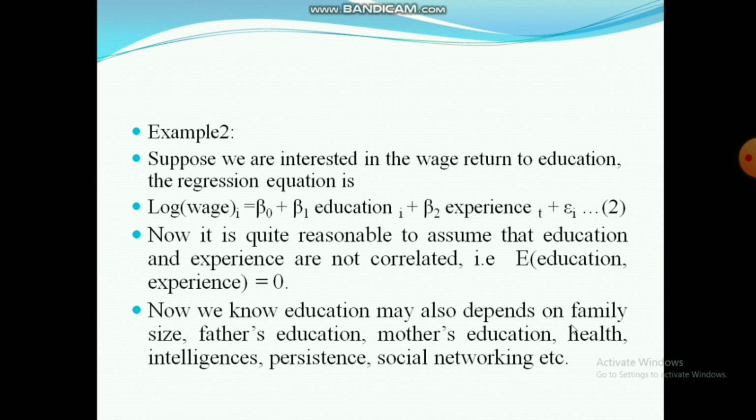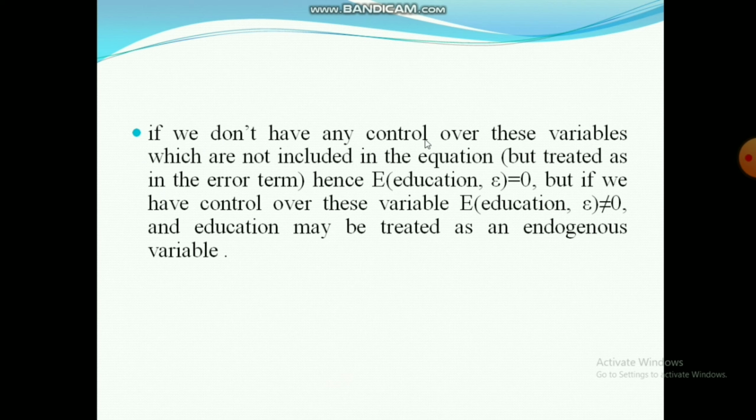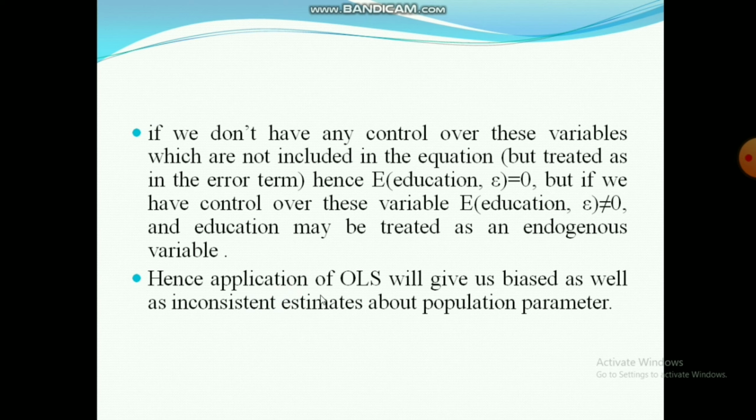Now, we know that education may also depend on family size, father's education, mother's education, health, intelligence, persistence, social networking, etc. If we don't have any control over these variables, if we cannot measure them, they are not included in the equation but treated in the error term, hence the expected value of education and error term equals 0. But if we have some control, if we can have some measure over these variables, then we can say that the expected value of education and error term is not equal to 0, and education may be treated as an endogenous variable. Hence, application of OLS will give us biased as well as inconsistent estimates of the population parameter.